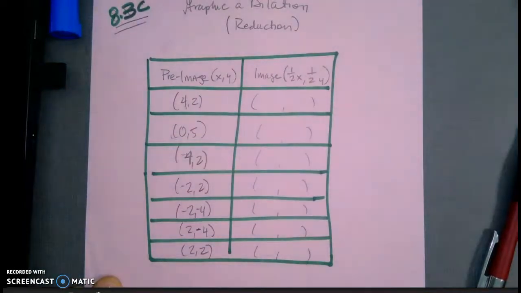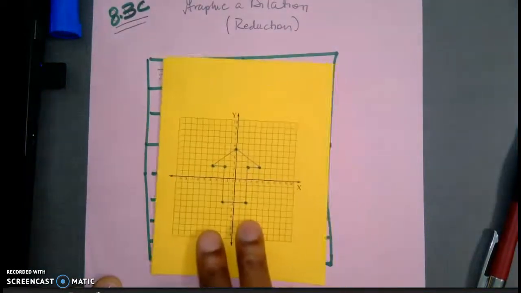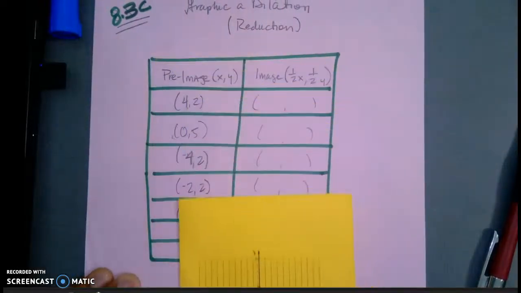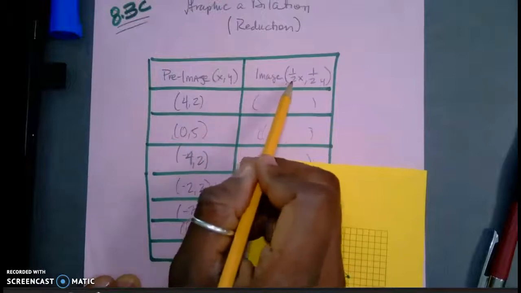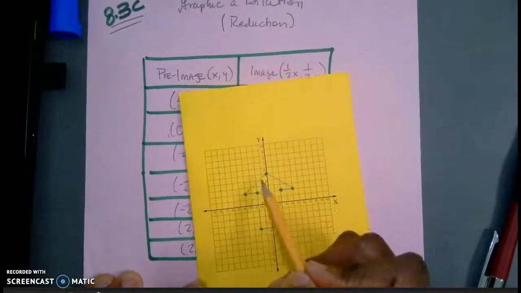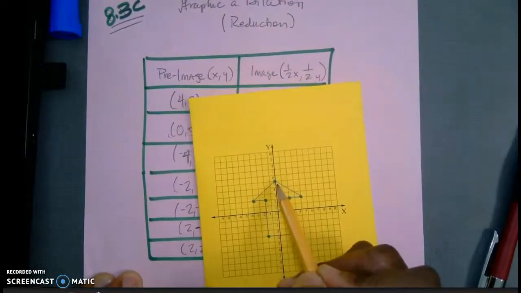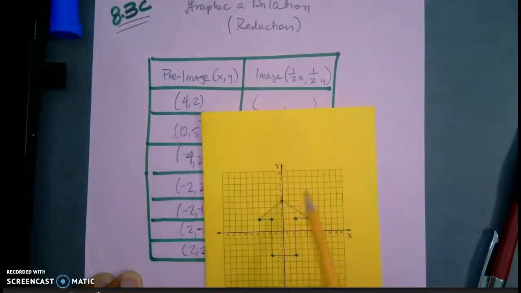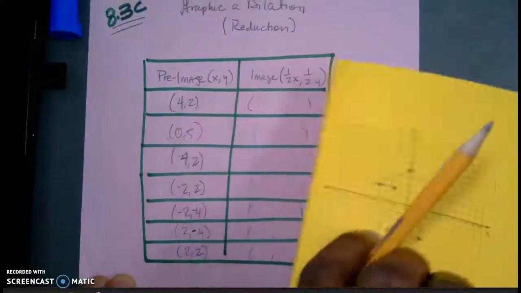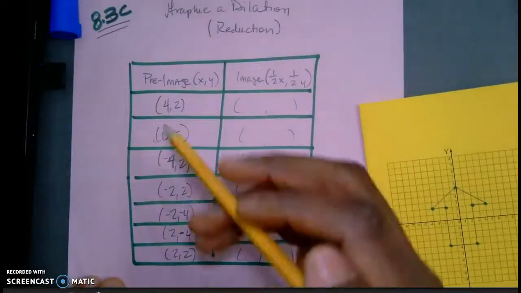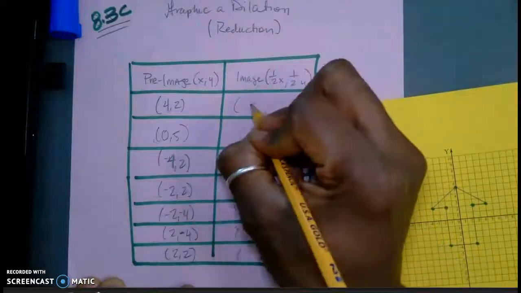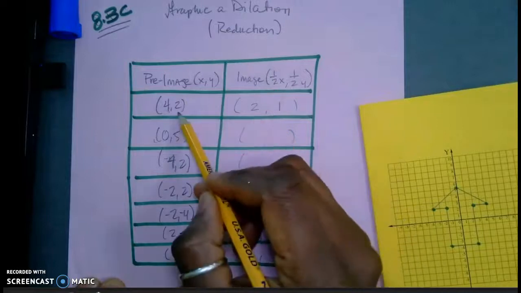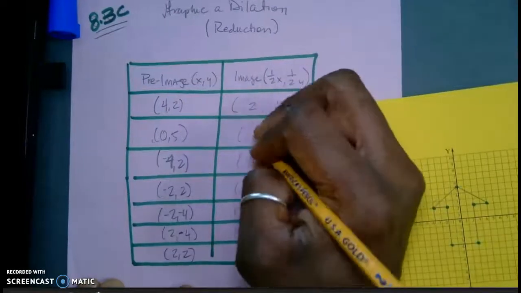So if you notice here, this looks very similar to the original shape. Now, we're going to see in just a moment, I'm going to take these new coordinates, and we're expecting that this is going to be smaller than my pre-image. The image is going to be smaller because, again, the scale factor is being multiplied by 1/2. So I am going to have (2, 1) here because, again, multiplying 4 times 1/2 is going to give me 2. 2 times 1/2 is going to give me 1.